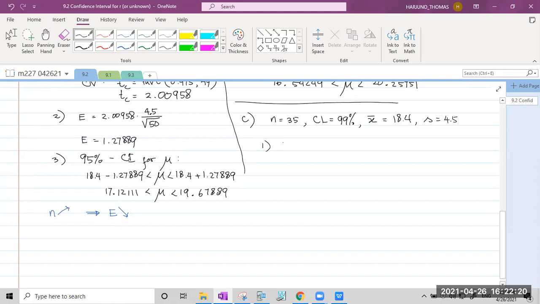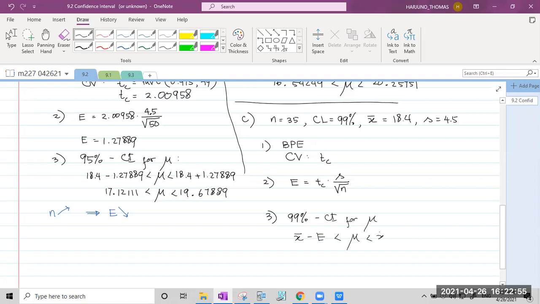Okay, so step 1, best point estimate. Step 2, critical value, that is T critical. Step 3, margin of error is the critical value times sample standard deviation over square root of sample size. Step 4, declaration, in this case 99% confidence interval for mu, that is best point estimate minus margin of error less than mu less than best point estimate plus margin of error.